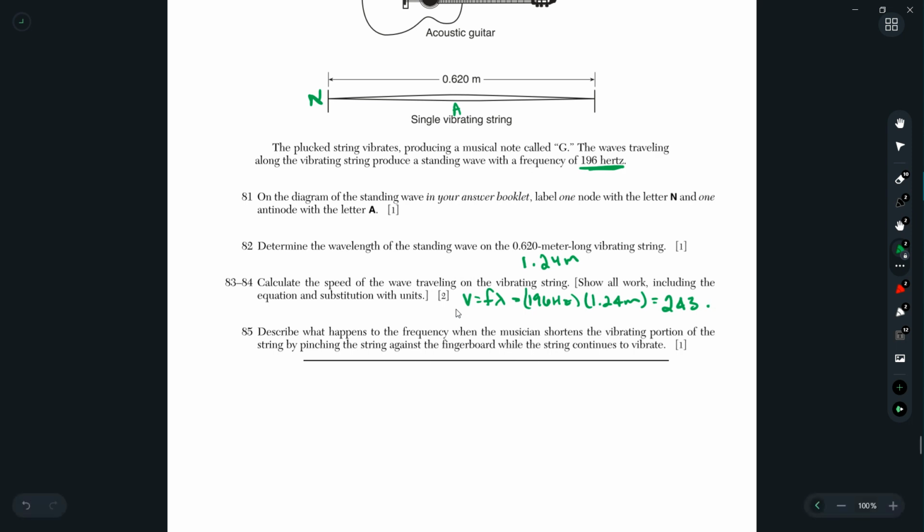Can we erase it all, please? Can we erase it all, please? Thank you. Meters per second.